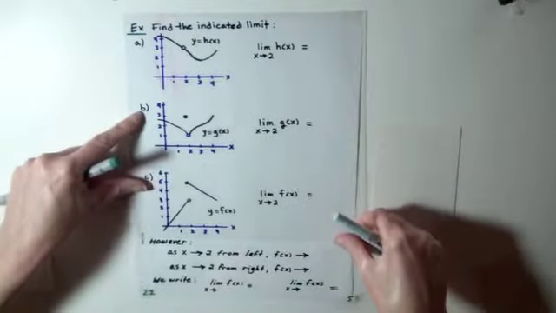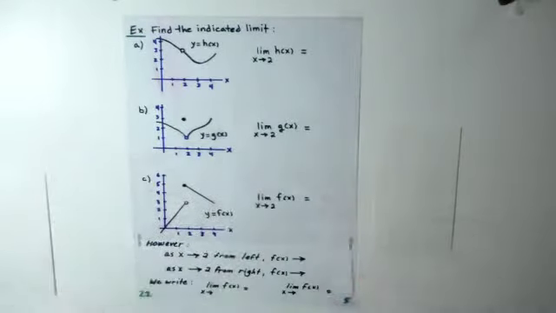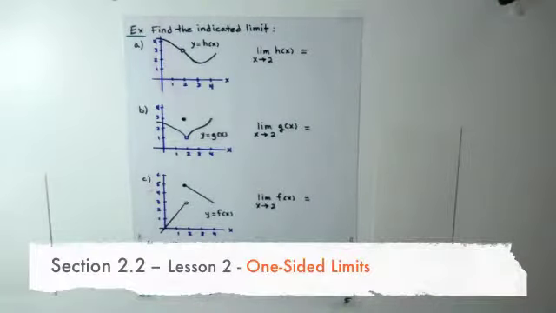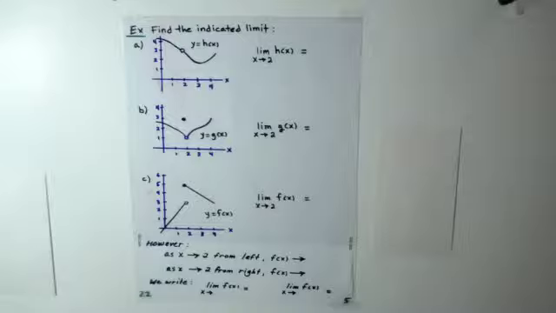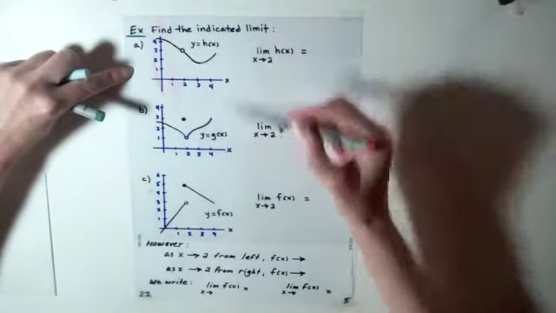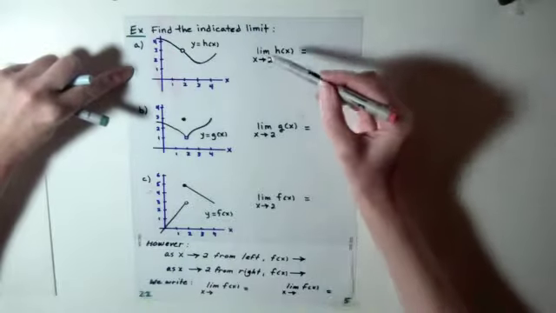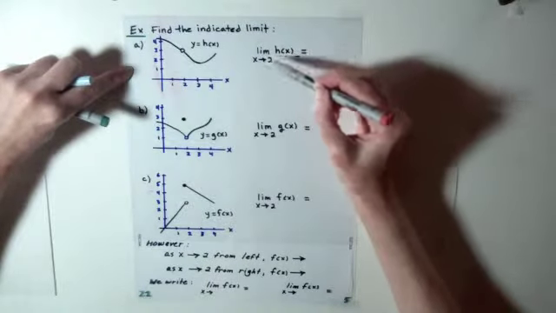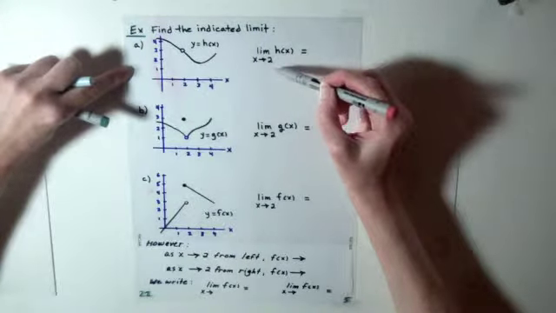And here we're going to do some limits. And again, we're going to find the limits from the graph. Let's do the first one together, and then I'm going to have you do parts B and C yourself. So in part A, I'm given a function y equals h of x, and I'm asked to find the limit of h of x as x approaches 2.